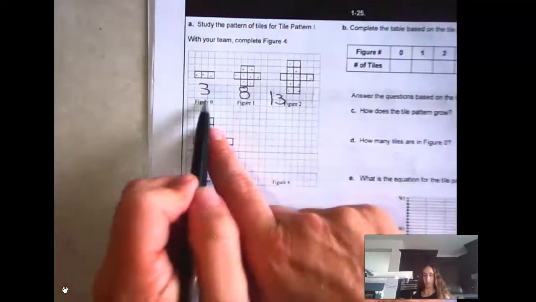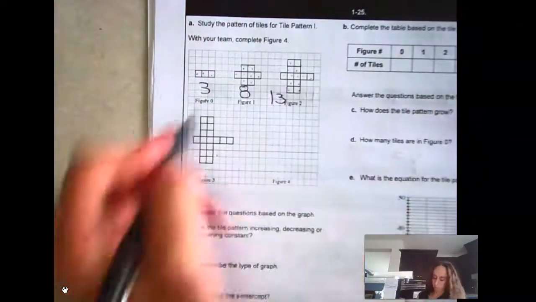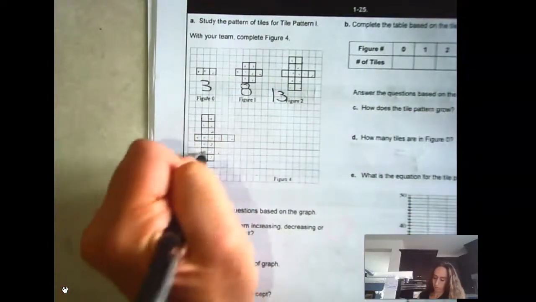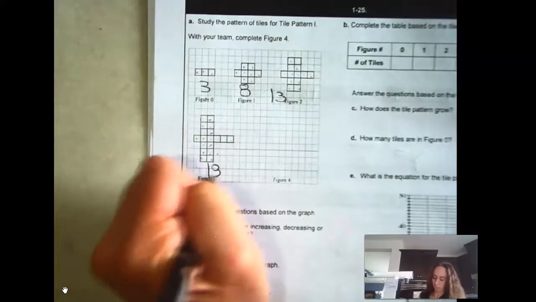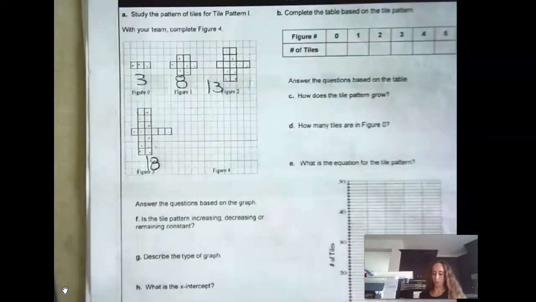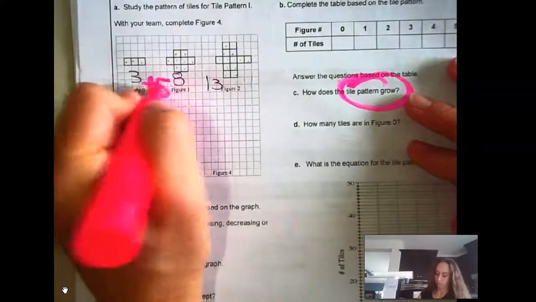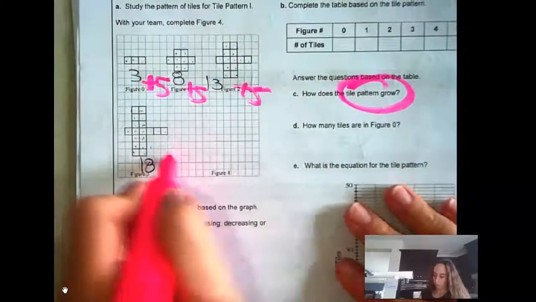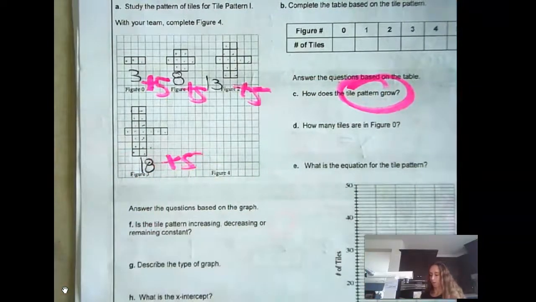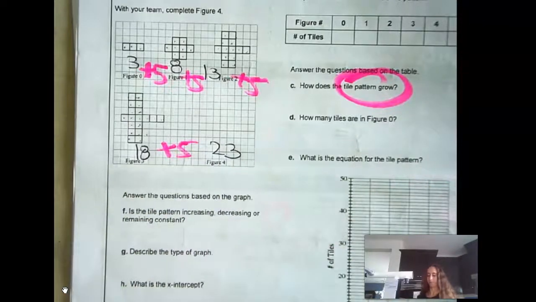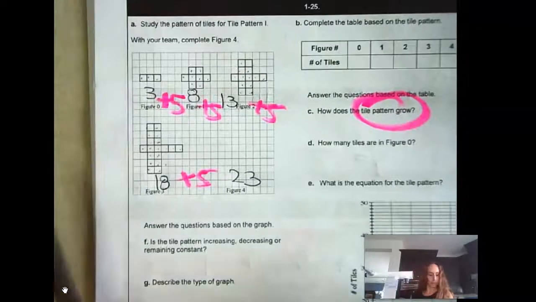Does anybody know what they think this would be? Let's count. 1, 2, 3, 4, 5, 6, 7, 8, 9, 10, 11, 12, 13, 14, 15, 16, 17, 18. Does anybody know the pattern? Let me zoom that in. Plus 5. Plus 5. So then if this is plus 5, what would figure 4 be? 23. Good. All right.